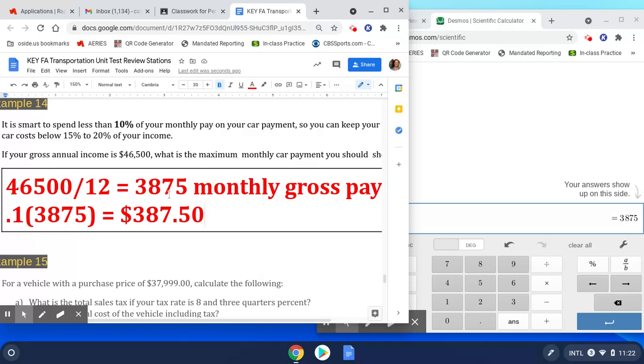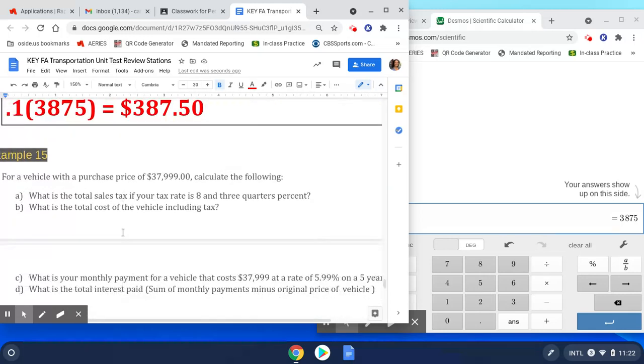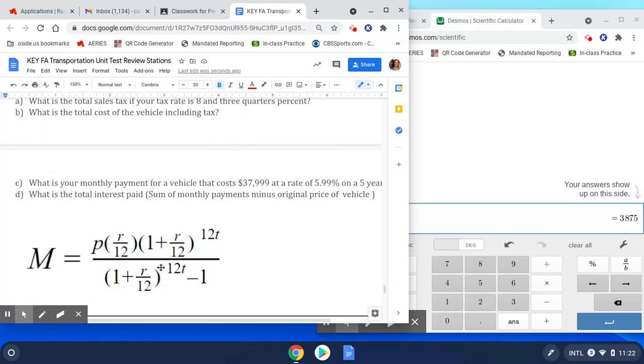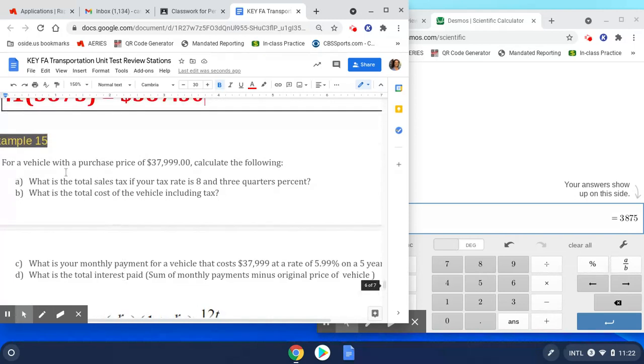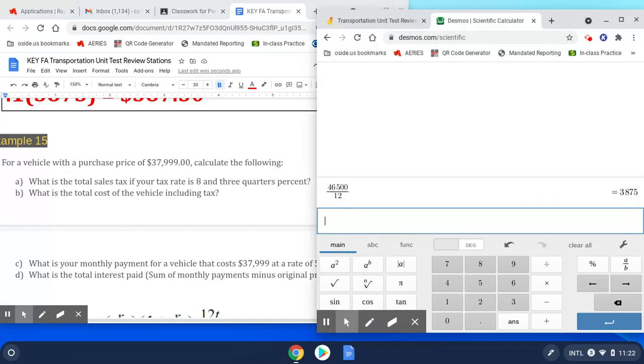Okay, let's go down to example 15 now. Let's actually calculate a car payment. And by the way, here's the monthly payment formula in case you need it for the project. So this vehicle is a $37,999 price. Calculate the following. For sales tax, we're going to use 8.75%. So first of all, we take the 37,999 and multiply it by 0.0875. There's my 8.75. So I'm going to get 3324.91 as my sales tax.